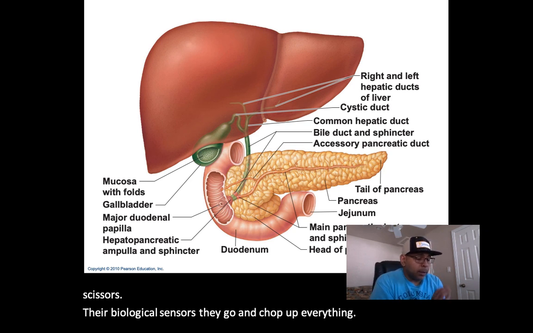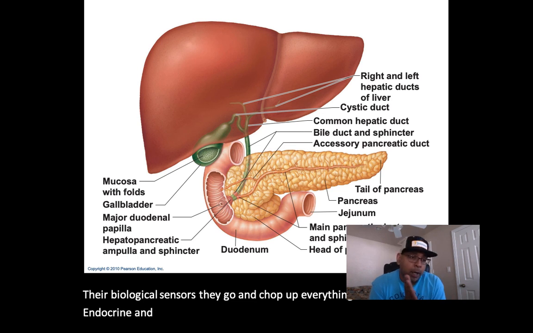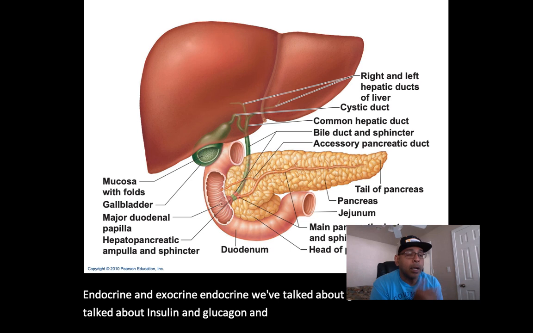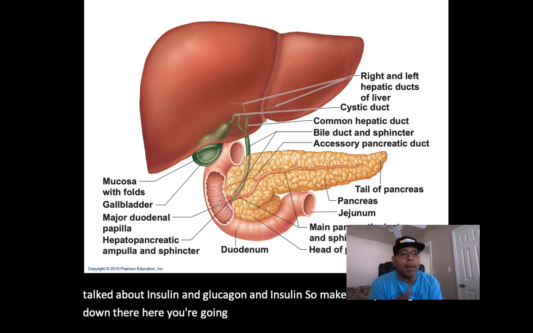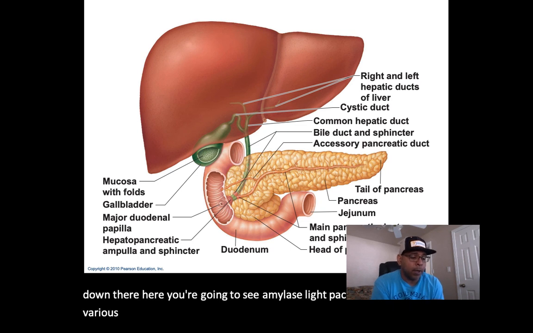So endocrine and exocrine. Endocrine, we've talked about glucose and we've talked about insulin, glucagon and insulin, so make sure you've got that down there. Here you're going to see amylase, lipase, and so forth. So various enzymes such as these different -ases.